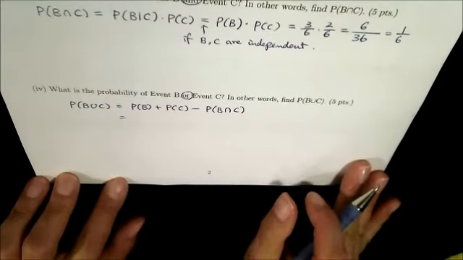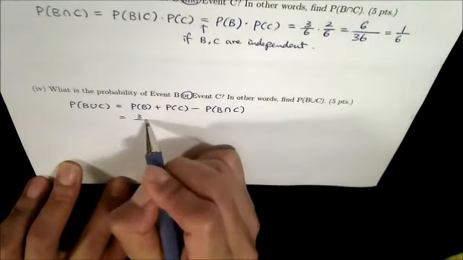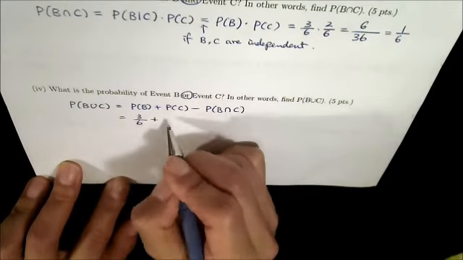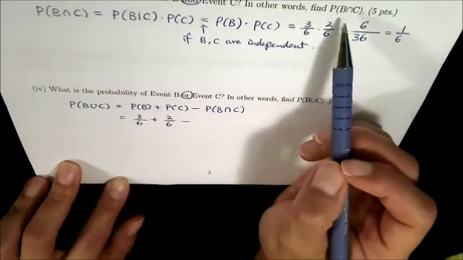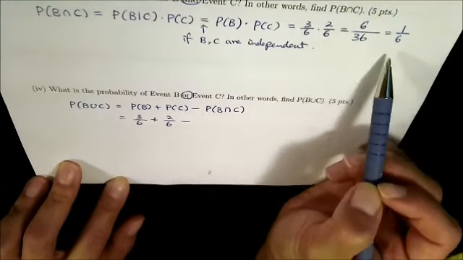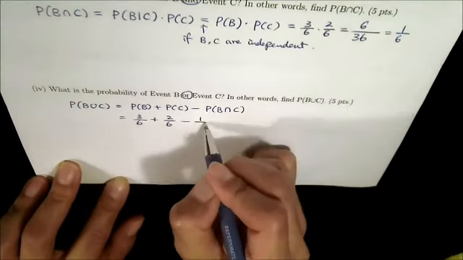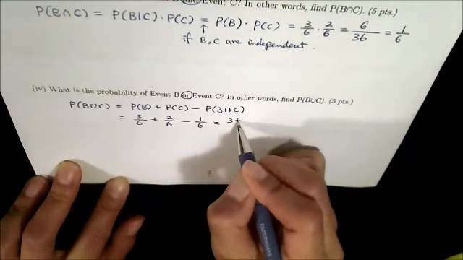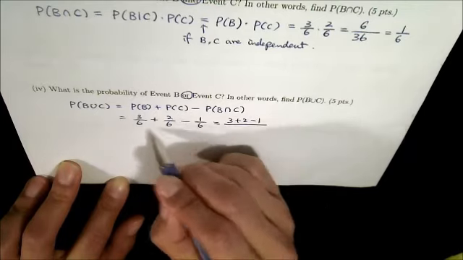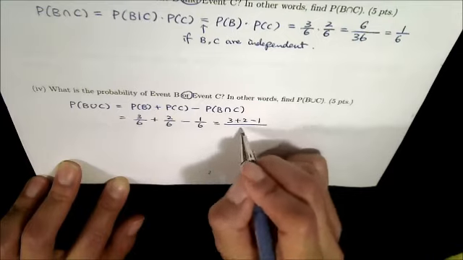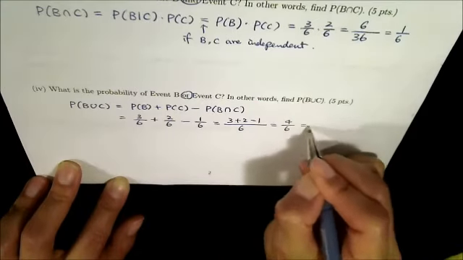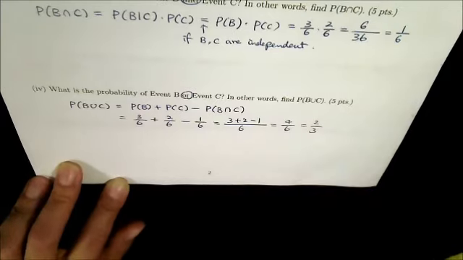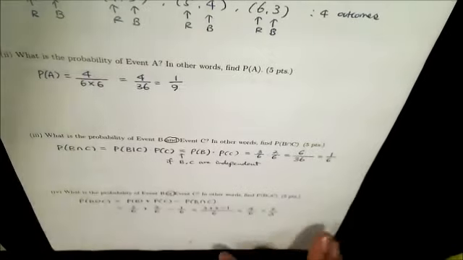What was the P of B? 3 over 6. What is P of C? 2 over 6. And we found our intersection, probability of B intersection C, which is 1/6. 3 plus 2 minus 1 divided by the common denominator 6. 5 minus 1, 4 over 6. 2 over 3. Right? Okay, this is the end of problem number 3.